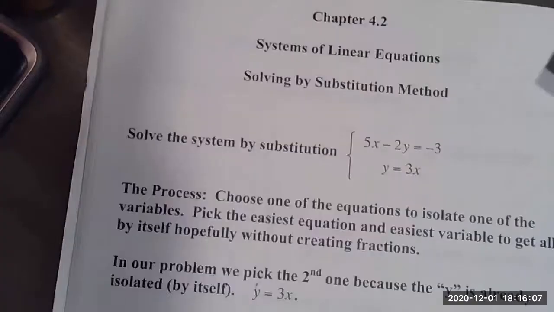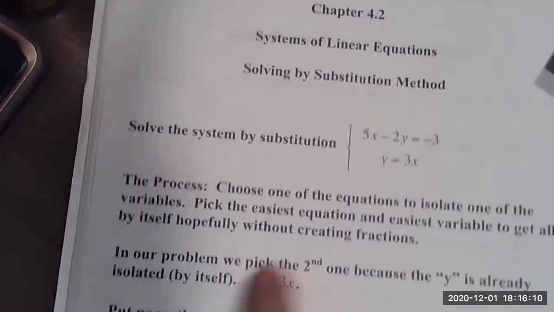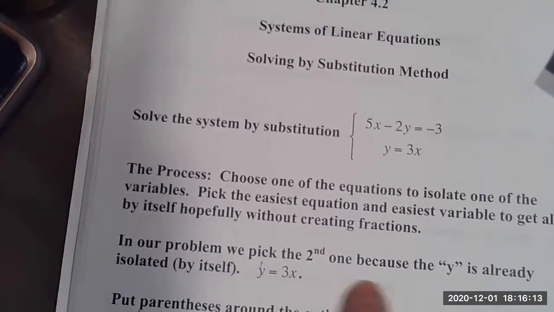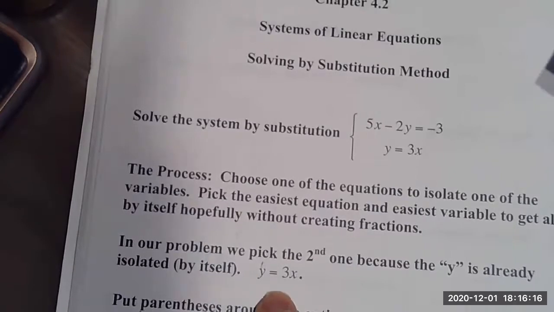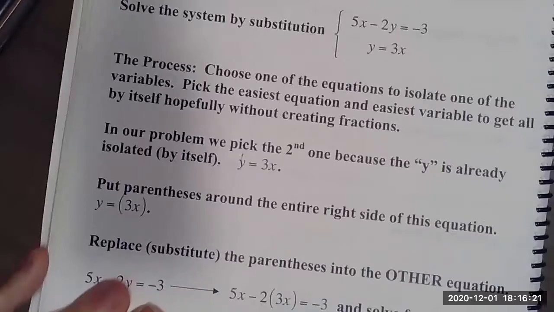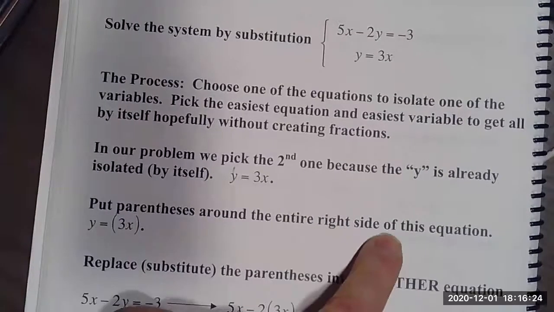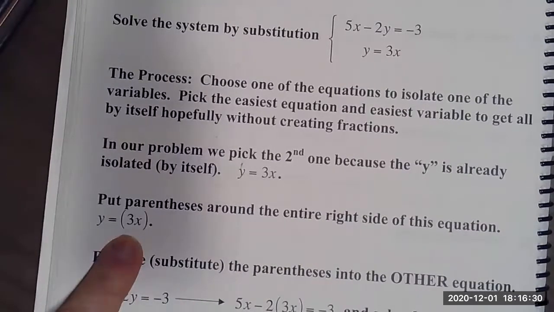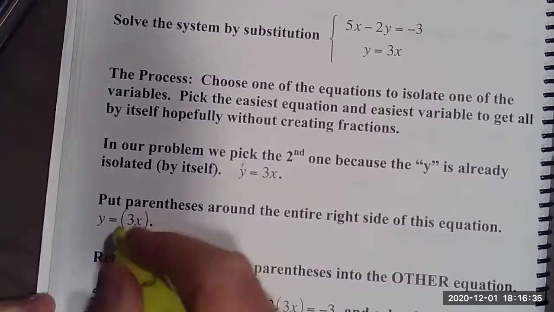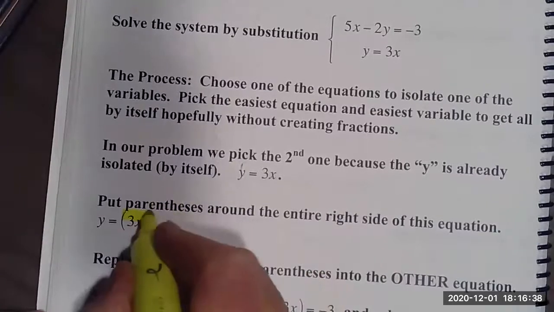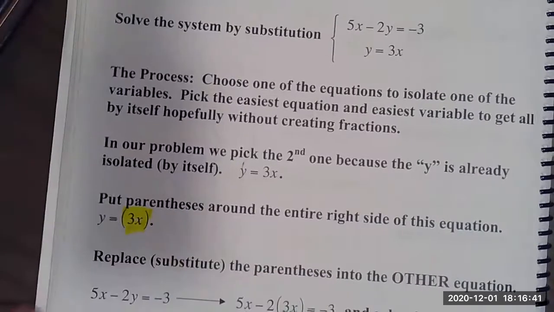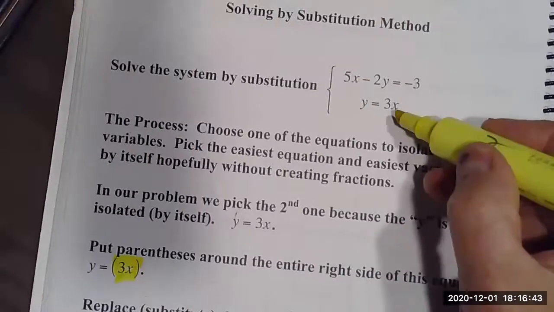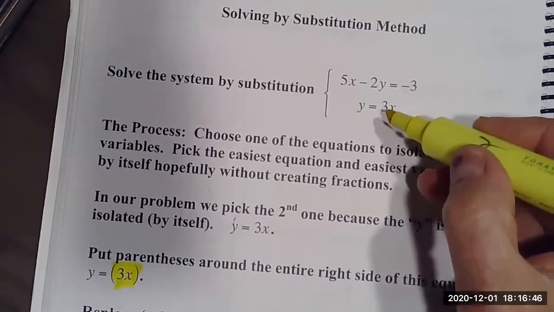Okay, so hey, that's already done. In our problem, we picked the second equation because the y is already isolated. It's already by itself. There it is. So what I do is I'm going to put parentheses around the entire right side of the equation. Whenever I get the variable by itself on the left side, I put the entire right side in parentheses because what's here, all of this, parentheses and everything right there, is going to go, okay, here's this equation I messed around with. You're going to substitute this into the other equation.